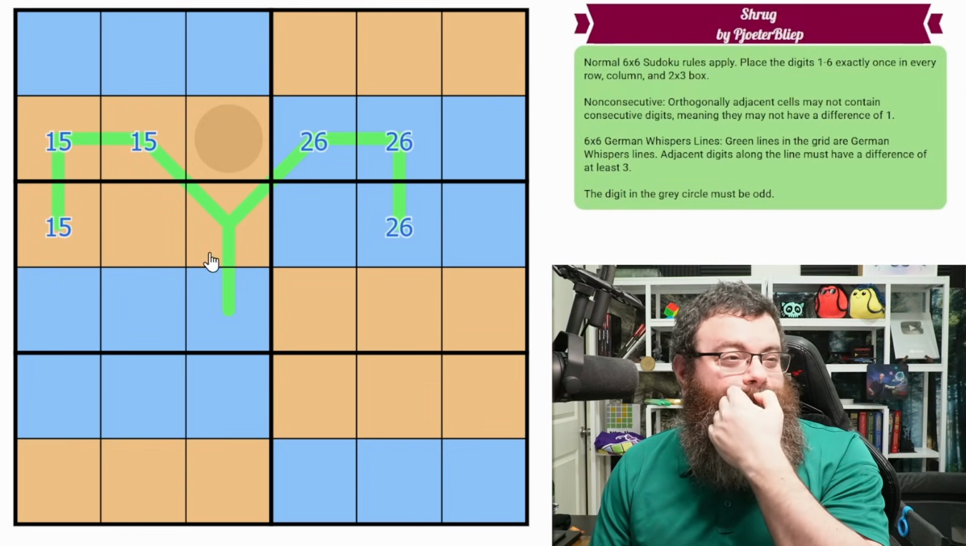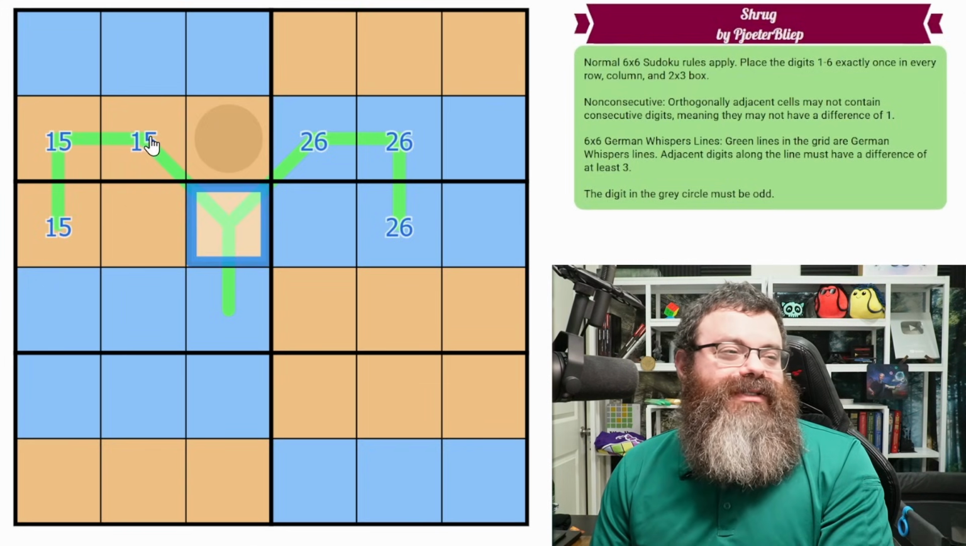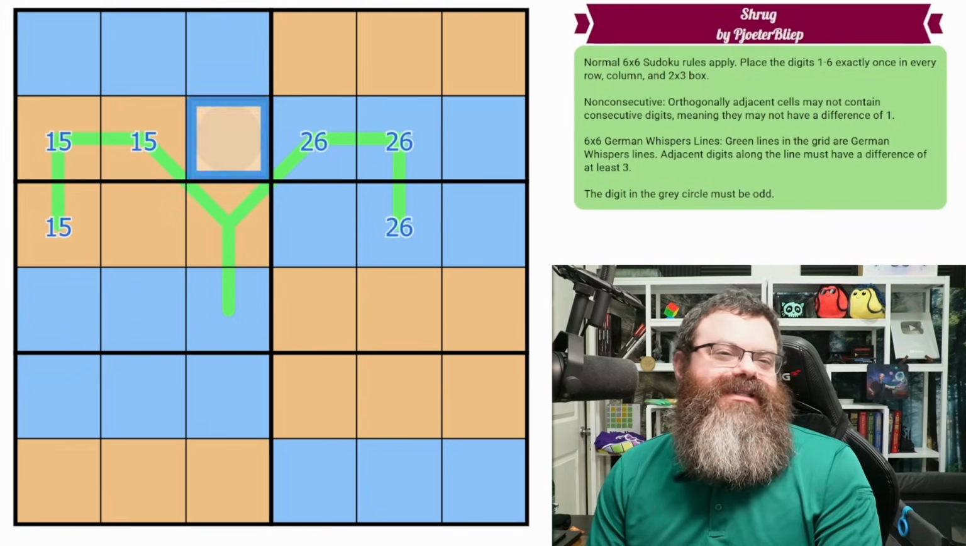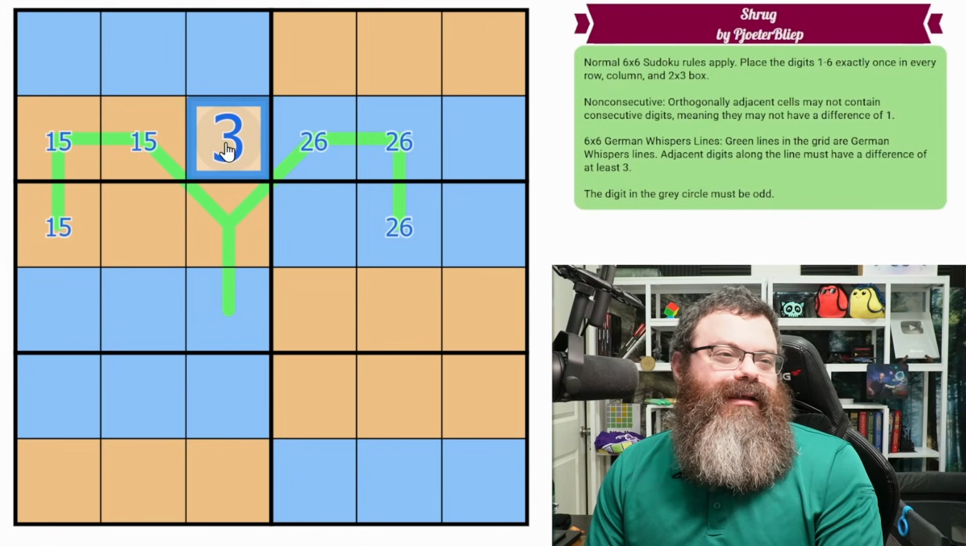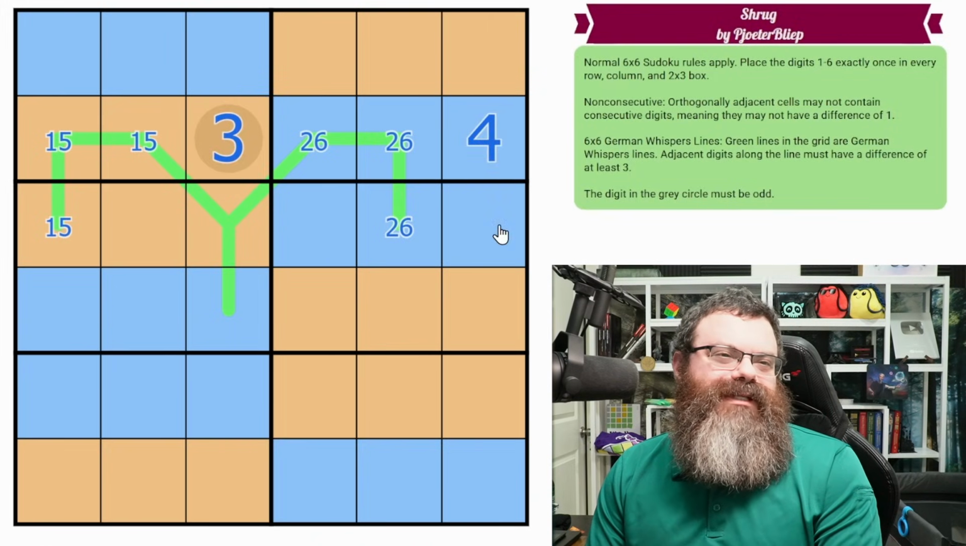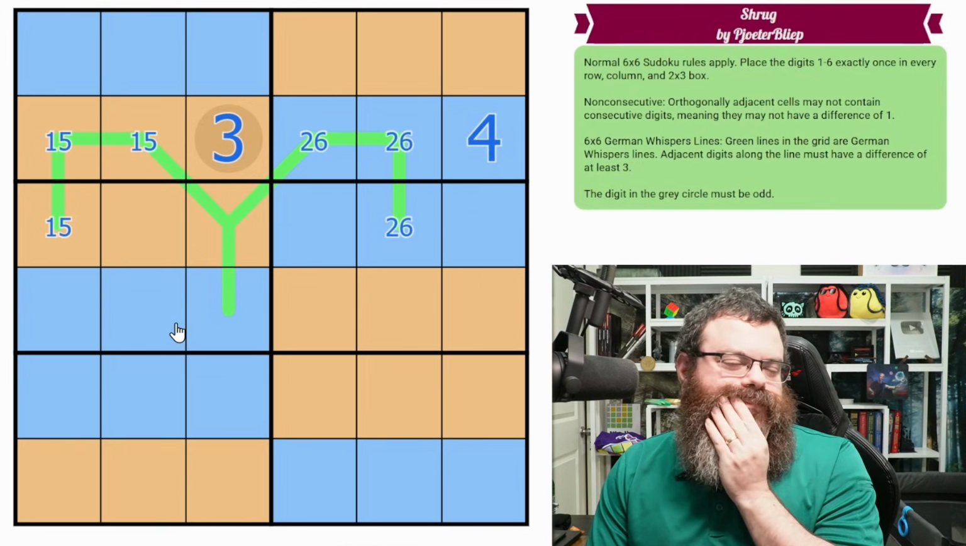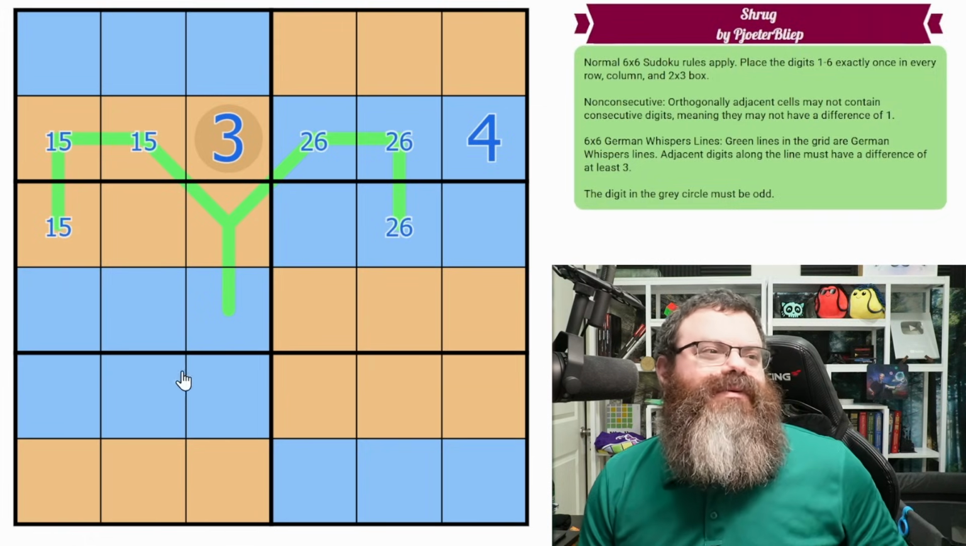Now, this is next to a 1-5 and a 2-6. So, yeah, I don't know that we can make that deduction yet. But we have some 3s to place. This is a 3. And then this is a 4. Just finishing off. Now, 4 can't be next to 3-5. That's okay. All right, how do we want to continue from here?